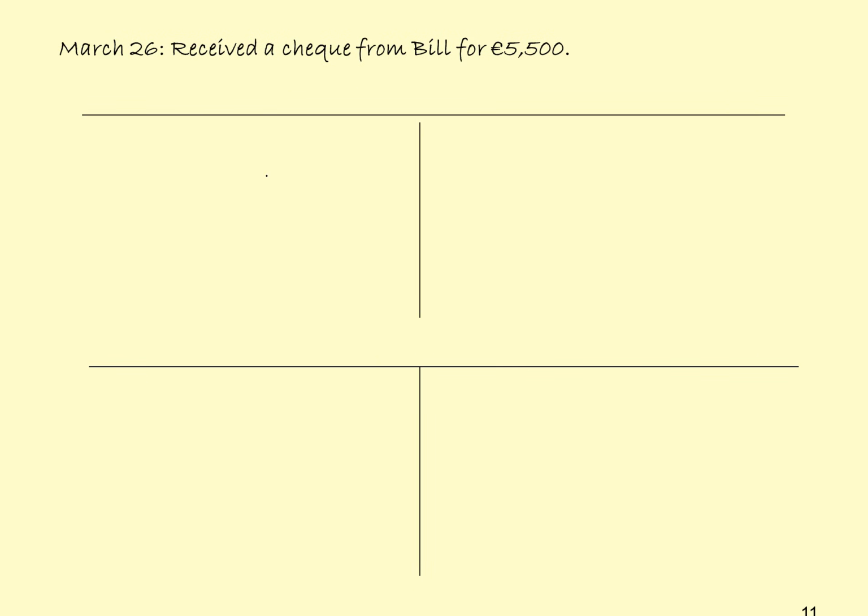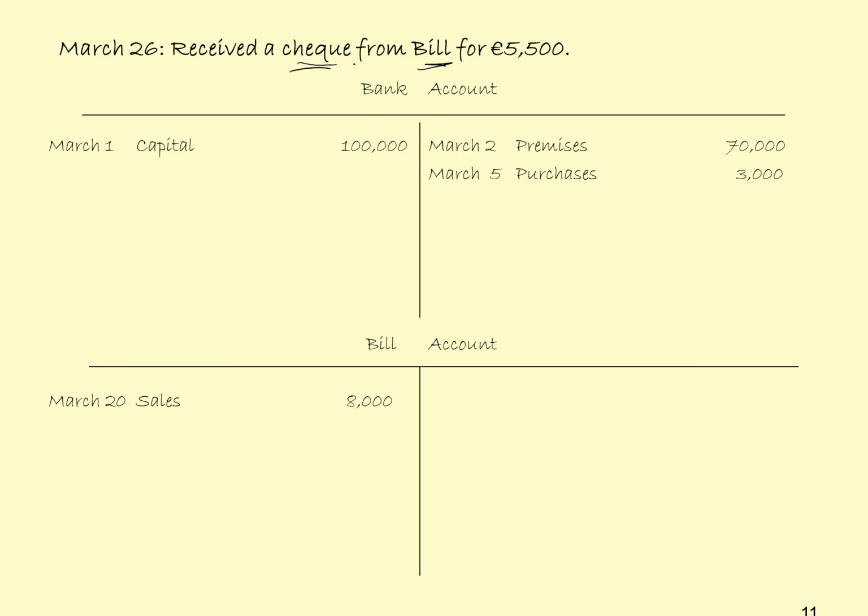March the 26th, received a check from Bill, so Bill sent the check, and check implies the money went through the bank. So if we look at our bank account, we already have that with 3 transactions on it, and we have a Bill account which has a transaction from March the 20th. So money is going into the bank, so that'll go in on the debit side. March the 26th, Bill 5,500, so therefore the double entry will be to credit Bill's account, March the 26th, bank 5,500.